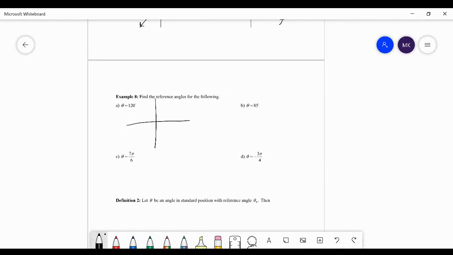We are looking for theta equals 120. We want to find that reference angle. So 120 degrees is going to put us over here. So this is 120 degrees, which means our reference angle is right here. What we're looking for is how much farther we have to go to get to 180, or a straight angle, and that is 60 degrees. So theta sub r equals 60 degrees. We have 85. That's in our first quadrant. This right here is 85 degrees, which means theta sub r is 85 degrees. That's easy.